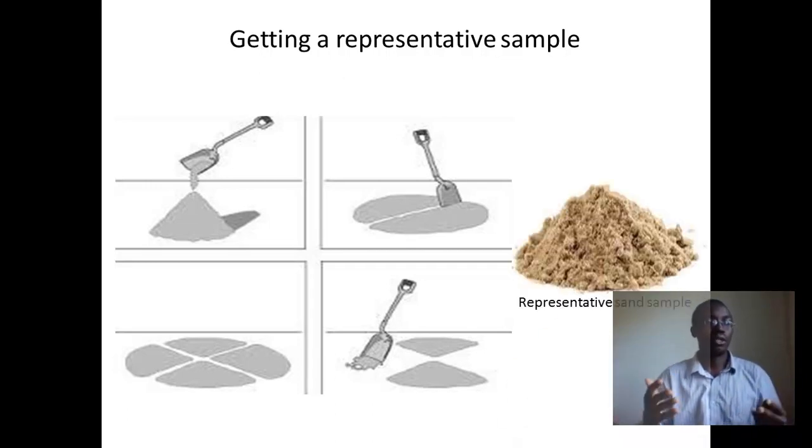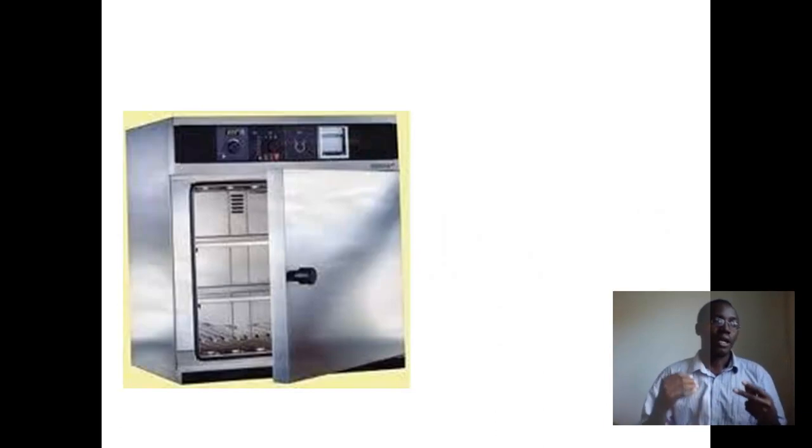The process is repeated until the sand sample is reduced from 12 kilograms to 1.5 kilograms. When the representative sand sample obtained is not perfectly dry, then it should be placed in the drying oven at a temperature of 105 degrees Celsius for about 16 hours to allow it to dry.